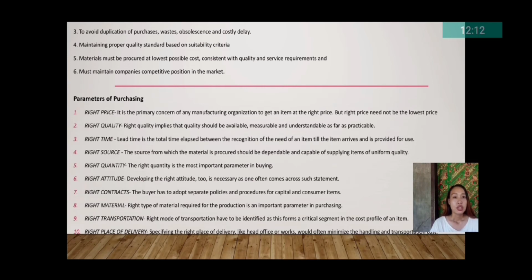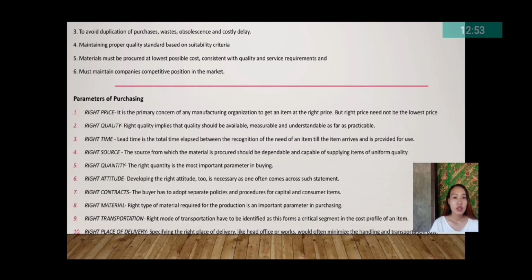Right source. So, right source from which materials are procured should be dependable, capable of supplying items of uniform quality. So, kailangan maging uniform sa product natin. Right quantity. Right quantity is the most important parameter in buying. Kailangan natin ng right quantity para magana yung pag-produce ng product, para madaig gihapon yung gain at yung bili ng mga customer.